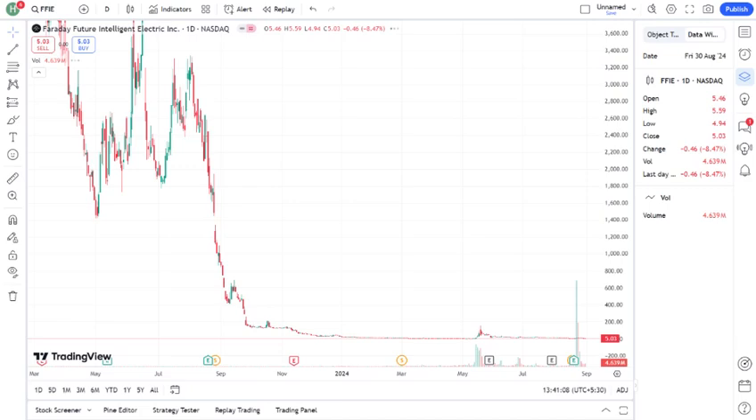Financial overview. First off, let's talk about the financials. FFIE has been facing some challenges. The company has seen delays in production, and there have been concerns about its liquidity. Its cash burn rate has been high, and they've had to raise funds several times through equity sales and debt. This has diluted shareholder value, which is something to consider.